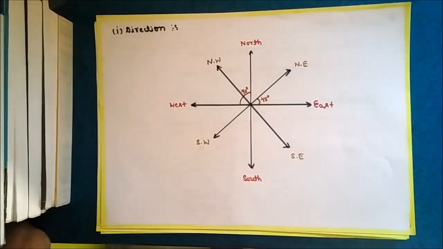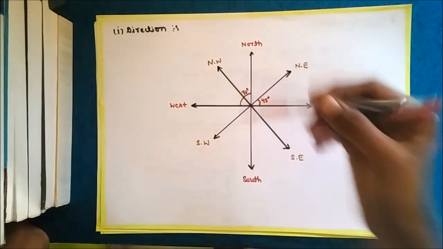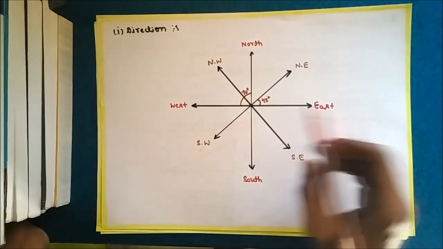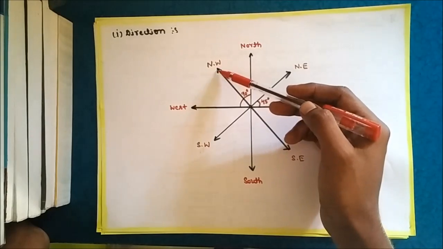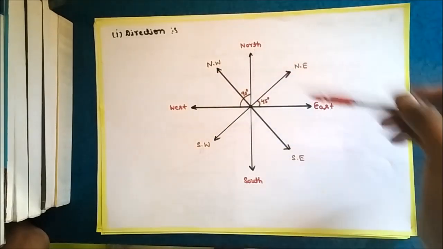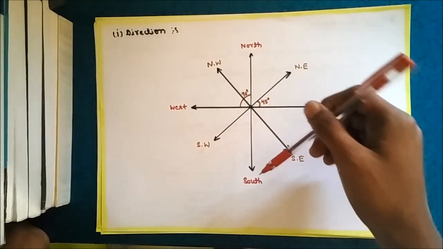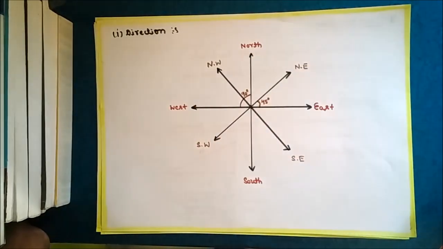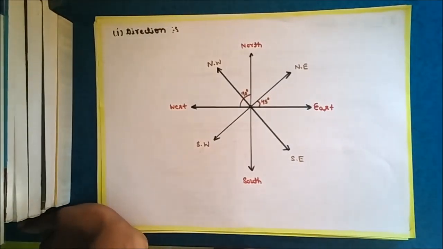In directions, there are 8 directions. The main directions are north, south, east, and west, and in between are northwest, northeast, southeast, and southwest. Friends, these are very important. We have to remember directions. And then there is a small basic need we have to understand, and you also know about that.